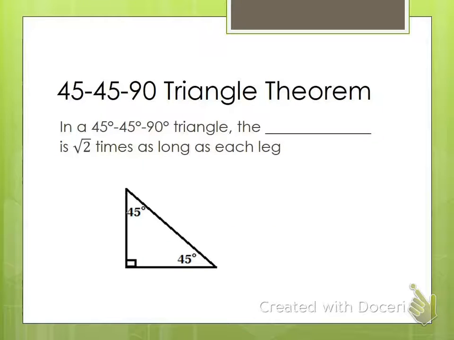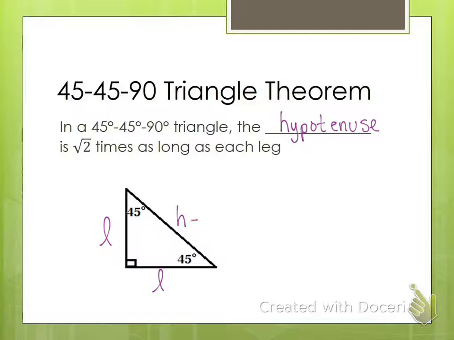Our first special right triangle is for a 45, 45, 90 degree triangle, which we just saw one of those in the warm-ups. In a 45, 45, 90 degree triangle, the hypotenuse is square root of 2 times as long as each leg. Okay, so if we were to label this, I like to label my legs with L's, my hypotenuse with an H.